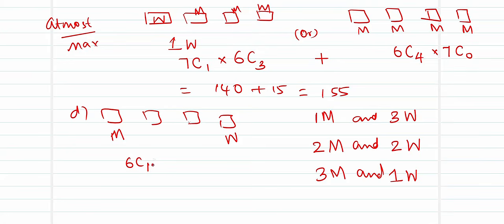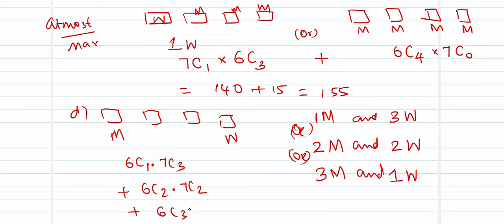So if I am going to work it out, it is going to be 6C1 into 7C3, the first case, plus 6C2 into 7C2, the second case, plus 6C3 into 7C1, the third case. Or means add. So go on with it, and when you multiply, it will be equal to 210 plus 315 plus 140, which adds up to 665. So this completes the problem over here.